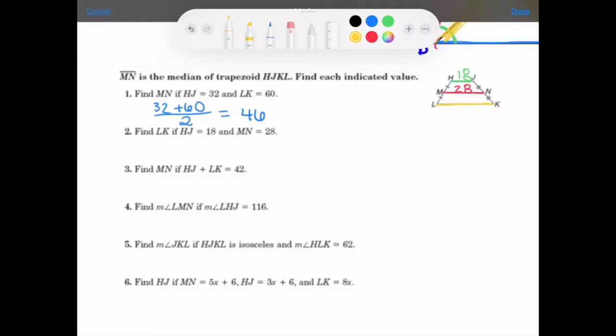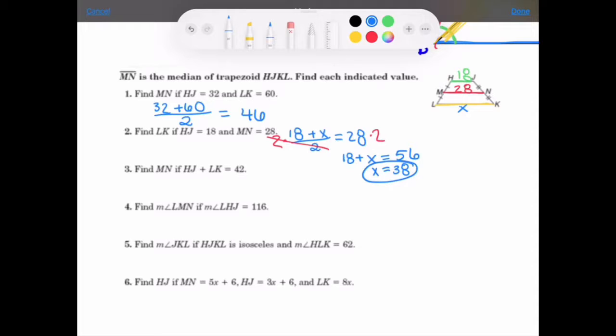So again, it's the same idea. We know that MN will be the answer to the average of HJ and LK, so we kind of just have to move backwards. So we would have 18, and we're going to say that LK is x. So 18 plus x divided by 2 is equal to 28. So now we multiply by 2 on both sides so that they cancel on the left. And we get 18 plus x is equal to 56. So we subtract 18 from both sides, and x is equal to 38.